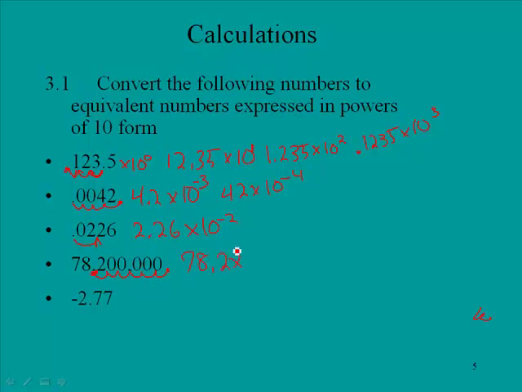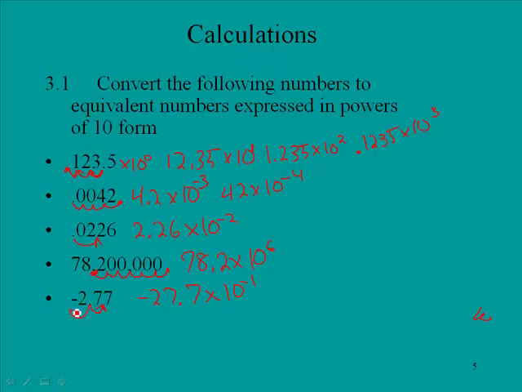78.2 times 10, and since we moved 6 places to the left, positive 6. Then negative 2.77. If we move to the right 1 point, we could say minus 27.7 times 10, and since we moved to the right, 1 to the minus 1. We could have gone the other direction.